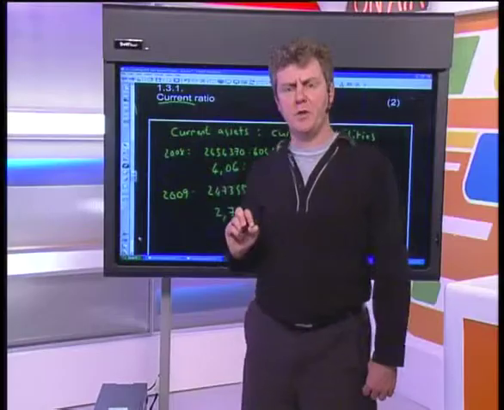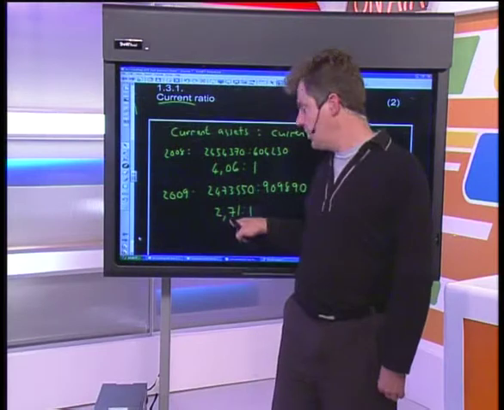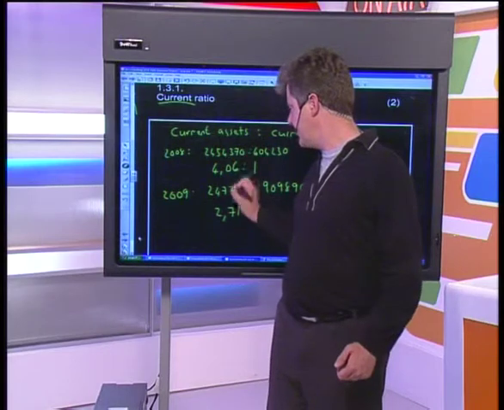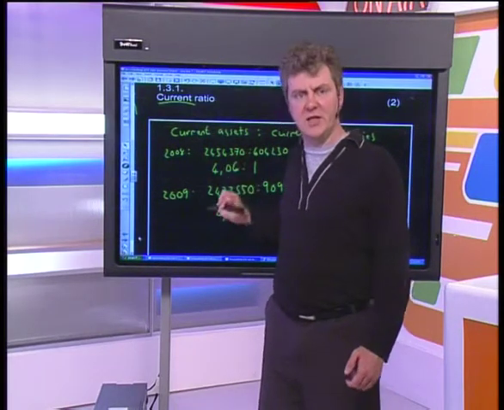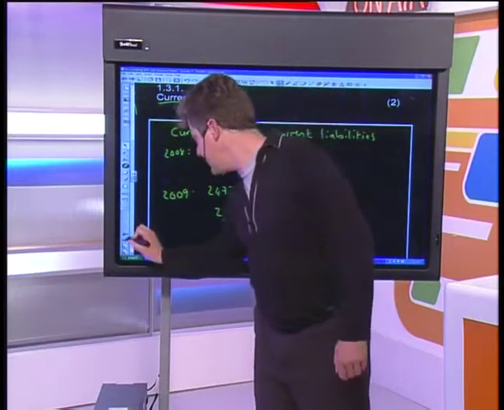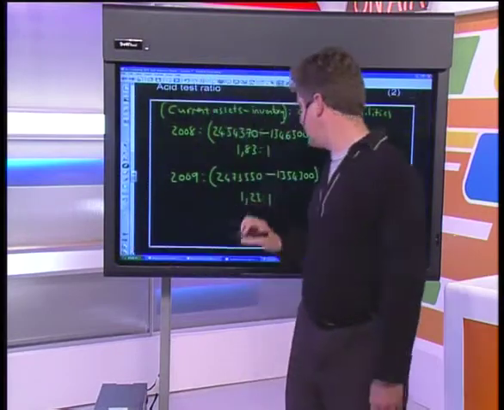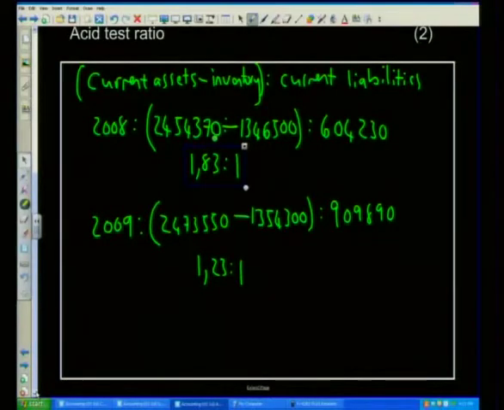So for every 1 rand worth of current liabilities it only had 2,71 rand worth of current assets that could be used to pay. So the business is becoming less liquid from 2008 to 2009. The acid test ratio actually tells us a similar story. In 2008, the business had an acid test ratio of 1,83 to 1, and in 2009, it was only 1,23 to 1. This meant that the business was becoming, again, less liquid, which meant that it could possibly encounter problems in paying off its short-term liabilities.